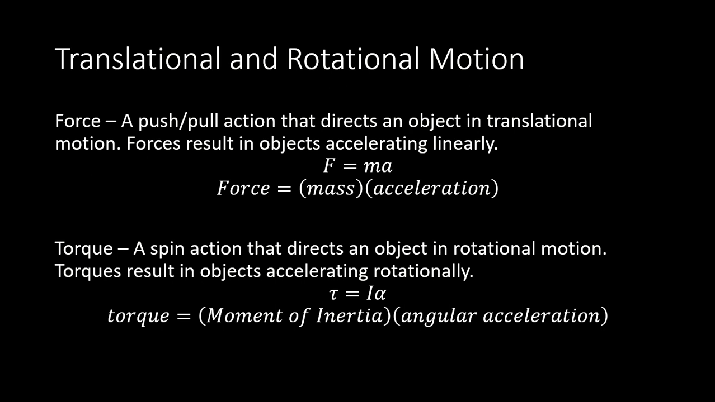A torque is a spin action that directs an object into rotational motion, either clockwise or counterclockwise spin. Torques result in objects accelerating rotationally, which we represent with alpha. Now, similar to the formula for translational motion, force equals mass times acceleration, we have torque, tau, equals moment of inertia times angular acceleration. Moment of inertia is similar to mass. Angular acceleration is just acceleration, but in rotation instead of translation.